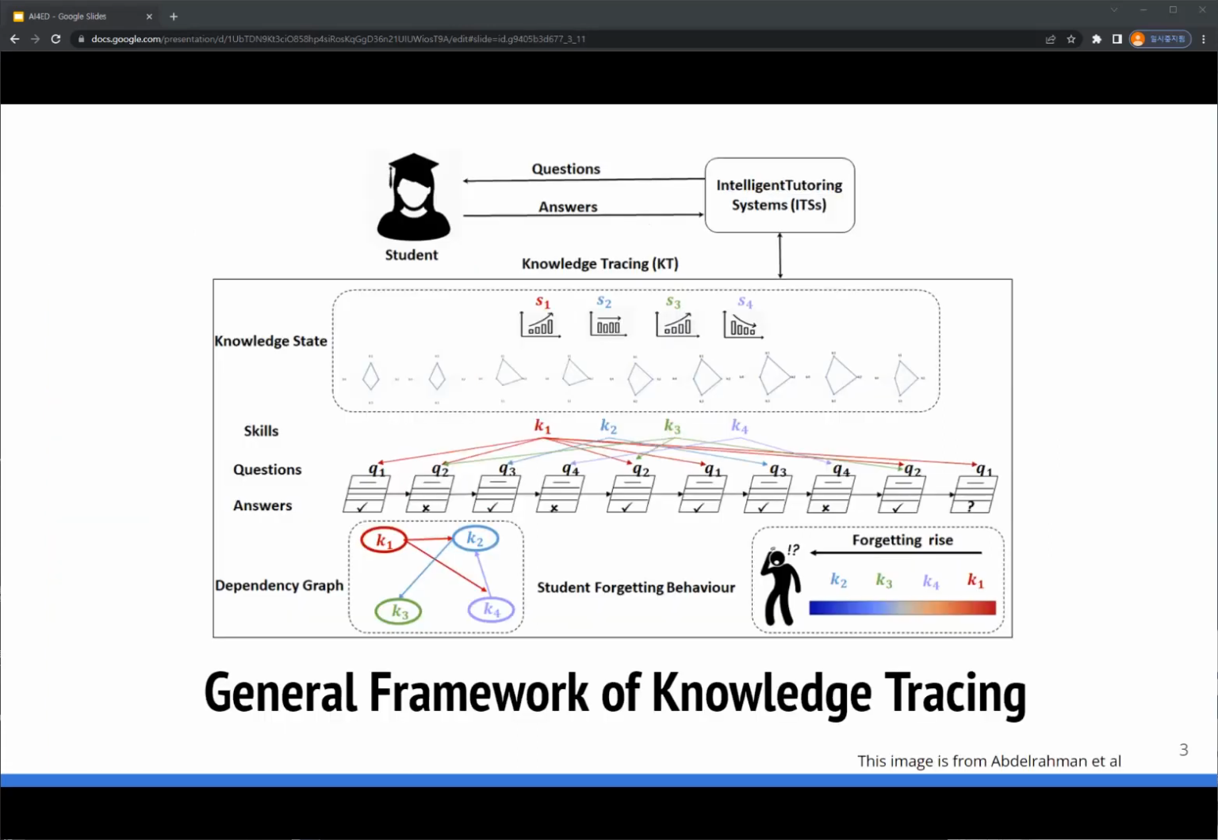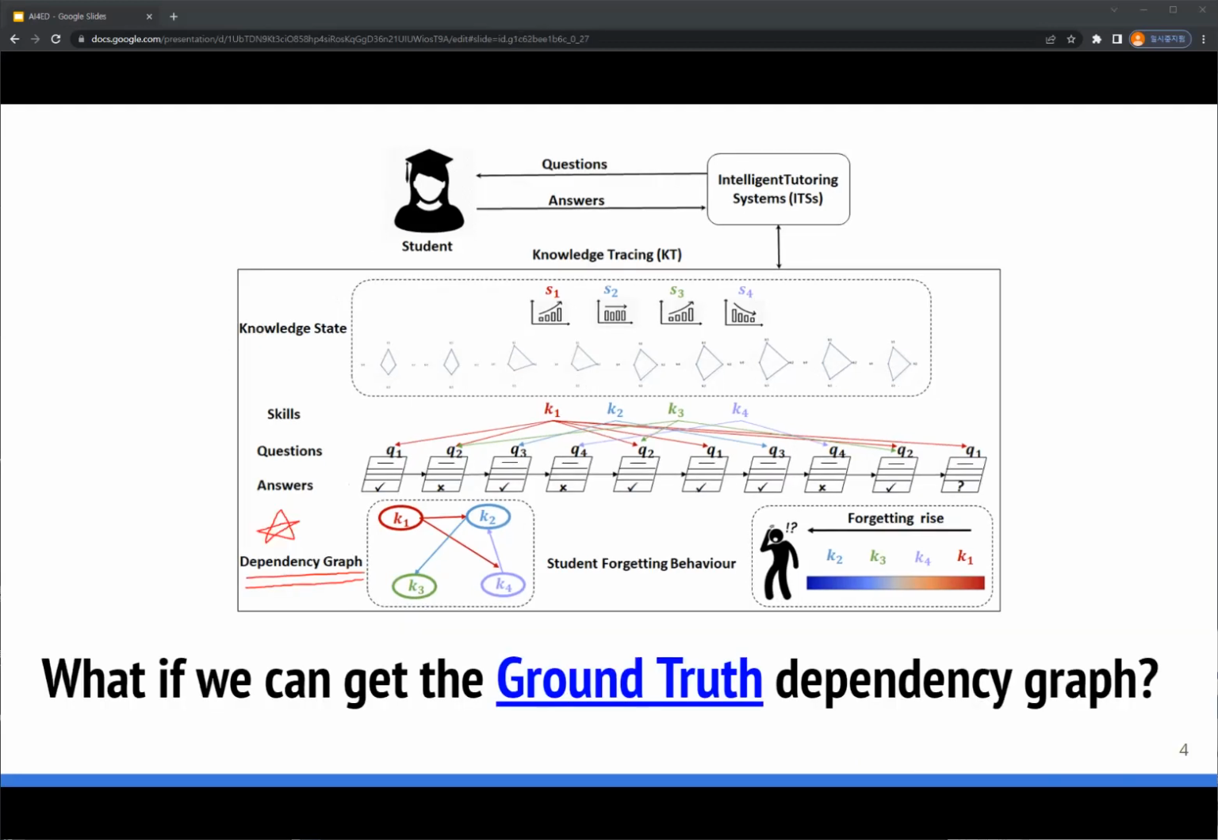As we know, knowledge tracing plays an important role in intelligent tutoring systems. Our research begins with the following research question. What if we can get the ground truth dependency graph from human experts? Can we improve the performance with a human-level graph?